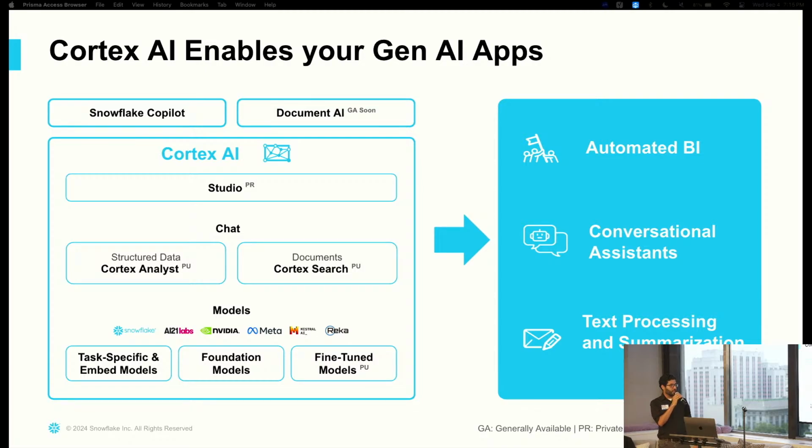The second one is all about conversational assistance. Think of this as a way for you to go through your repo of documents very quickly and find the right results. And then the last part is a pretty standard LLM use case, text processing and summarization. This could be batch text processing, or it could be on demand. So let's start with the first one, the automated BI use case. And I'll walk you through how we think about automated BI and the features that we use for it.